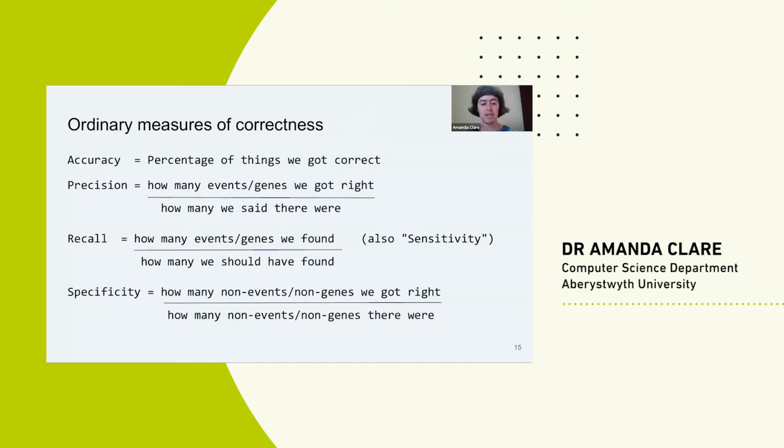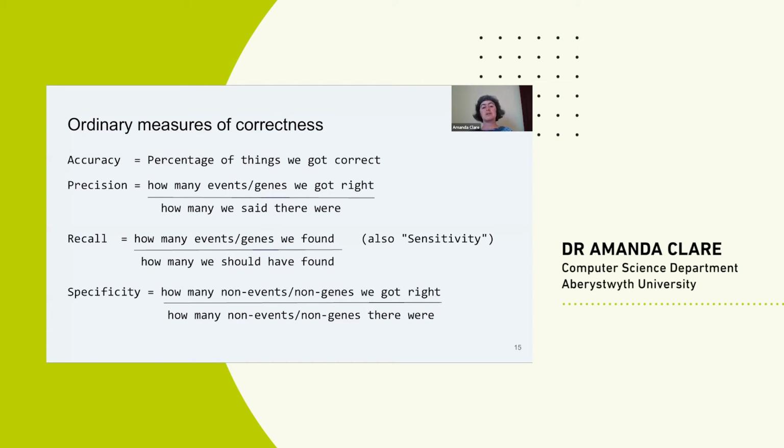So with precision and recall, we have the kind of how did we do, let me just say it in the maths that's on the slide. It's not really maths, but how many things we got right out of how many we said there were. So this is how good our answers were when we made them. And then recall is more about how many we found out of how many we should have found.